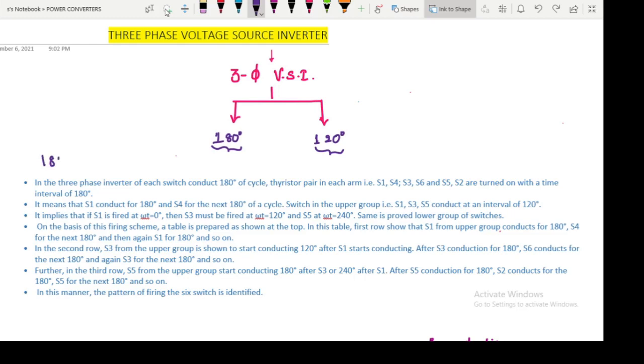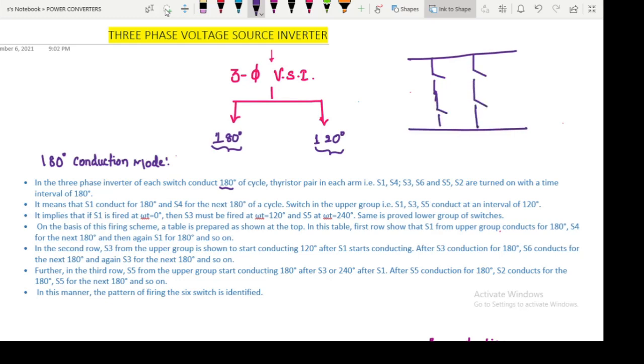First we are going to see the 180 degree conduction mode. In the three phase inverter, each switch conducts for 180 degrees of a full cycle. A full cycle consists of 360 degrees. So here each switch in a wing, in an arm, will conduct for 180 degrees. In a three phase voltage source inverter, we will have six switches, two switches for each phase. For A phase we have two switches, for B phase two switches, and for C phase two switches. Likewise we have a total of six switches.